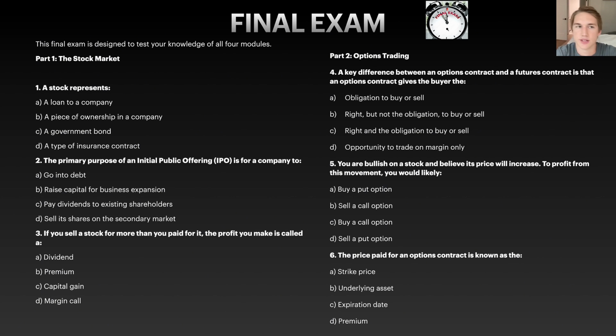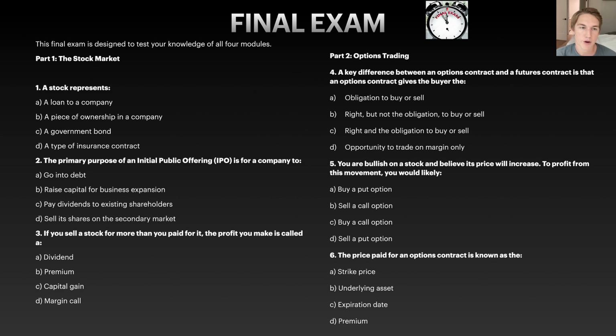Part 1, the stock market. This is going to be going over module 1. There's only 3 questions per module, so it's super short and super easy for you guys. Number 1, a stock represents what? B, a piece of ownership in a company.